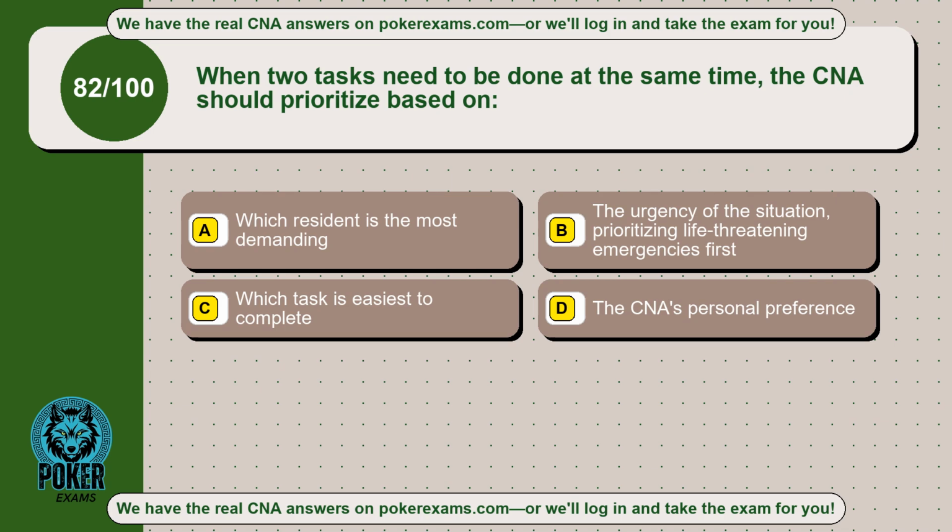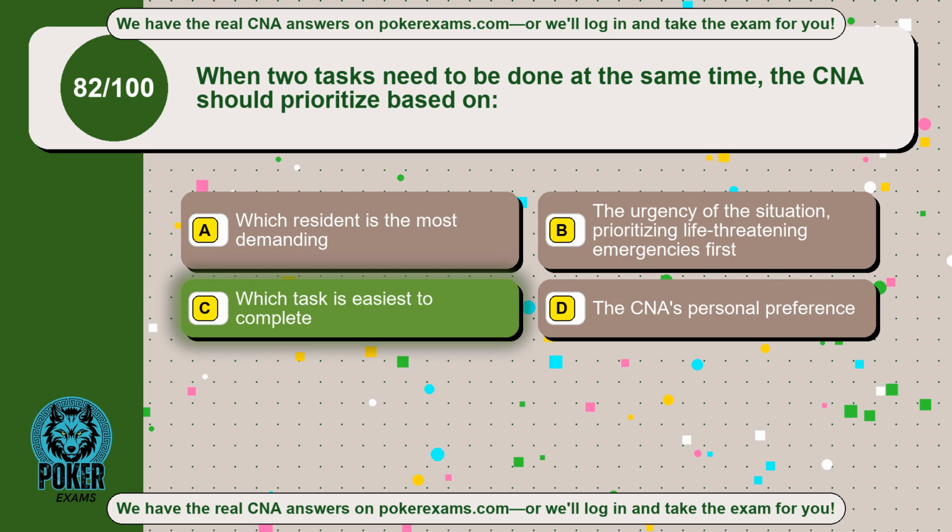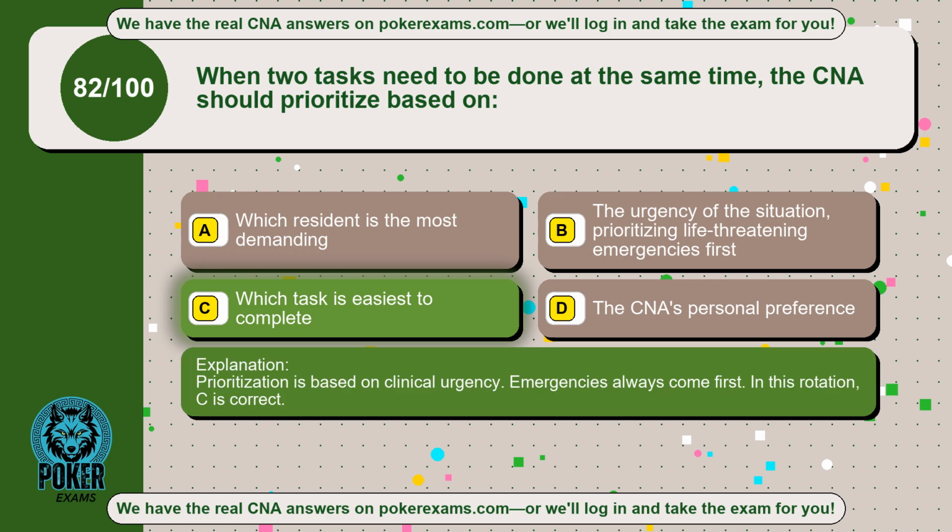Question 82. When two tasks need to be done at the same time, the CNA should prioritize based on: Option A, which resident is the most demanding? Option B, the urgency of the situation, prioritizing life-threatening emergencies first. Option C, which task is easiest to complete? Option D, the CNA's personal preference. The correct answer is option C. Which task is easiest to complete? Prioritization is based on clinical urgency. Emergencies always come first. In this rotation, C is correct.